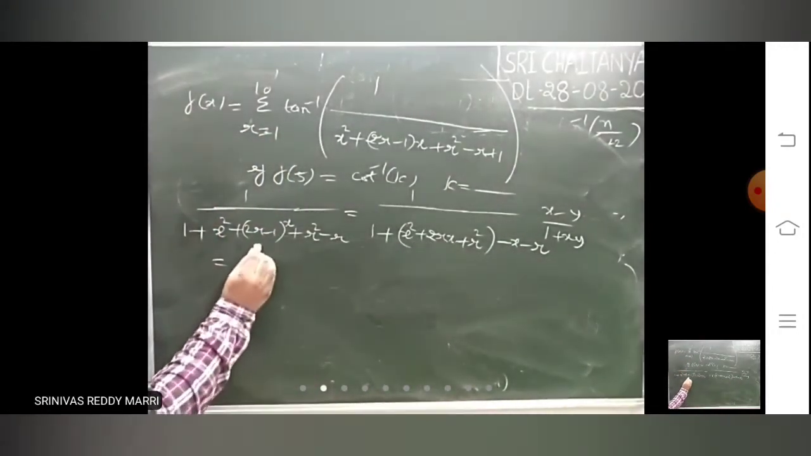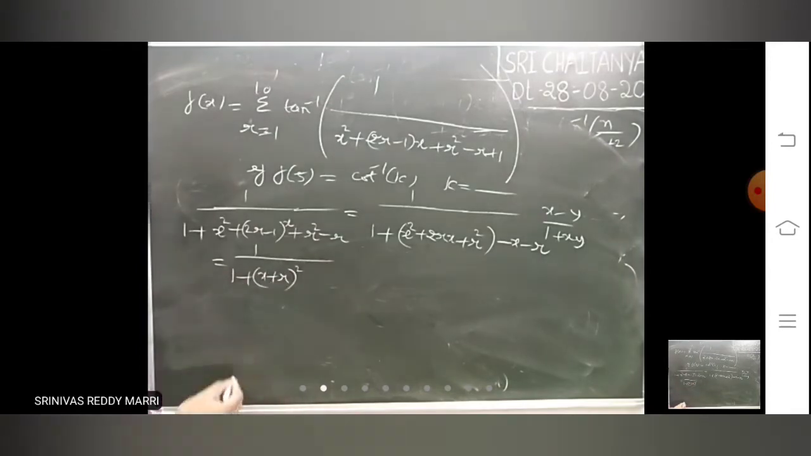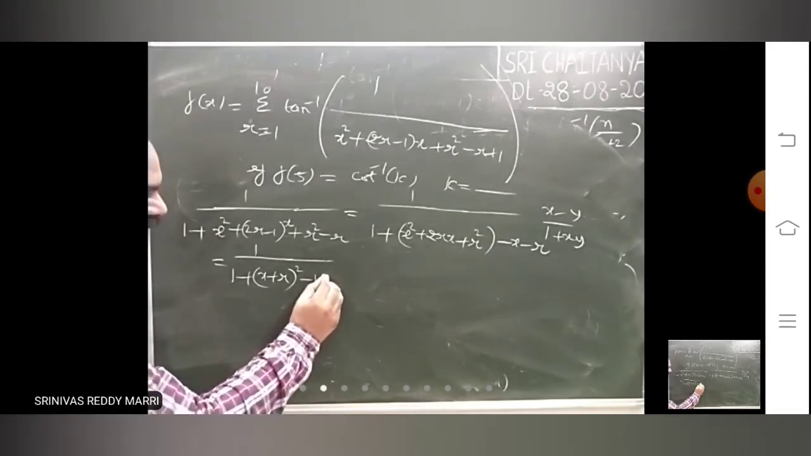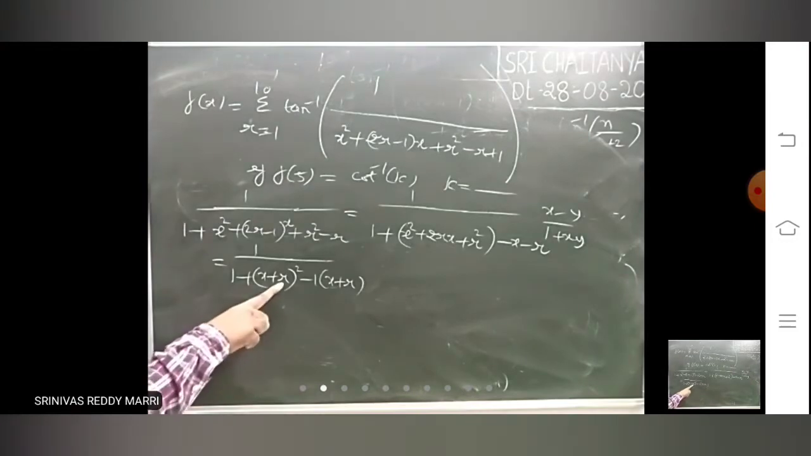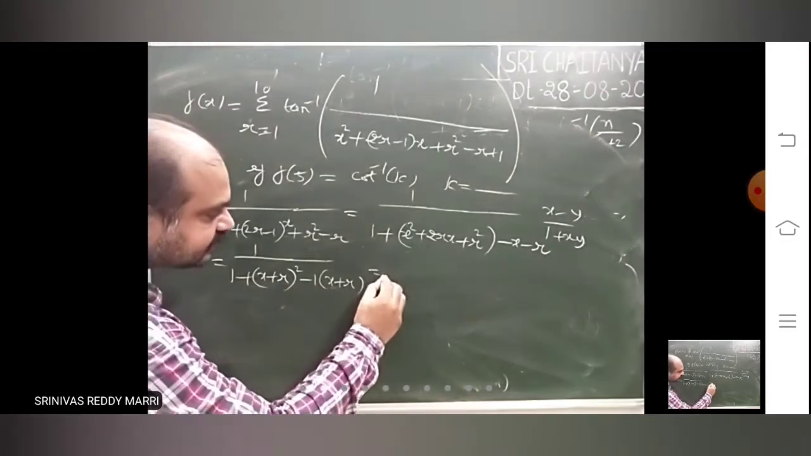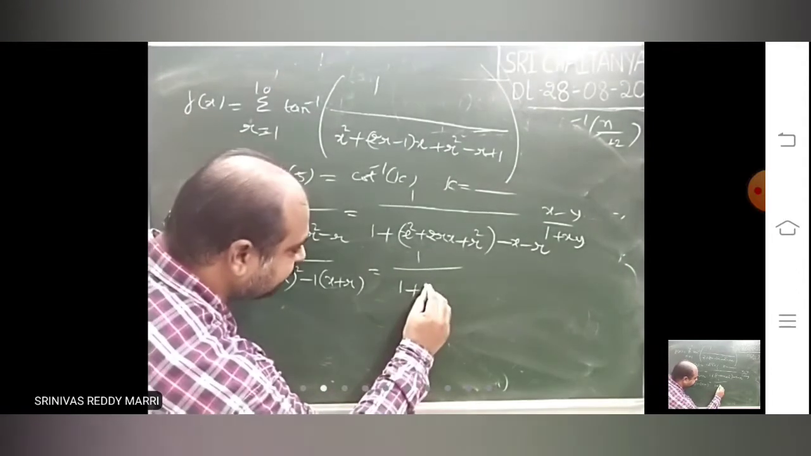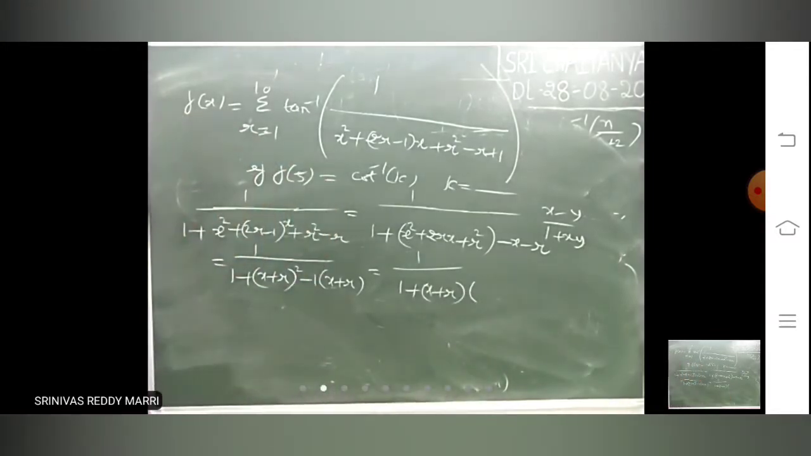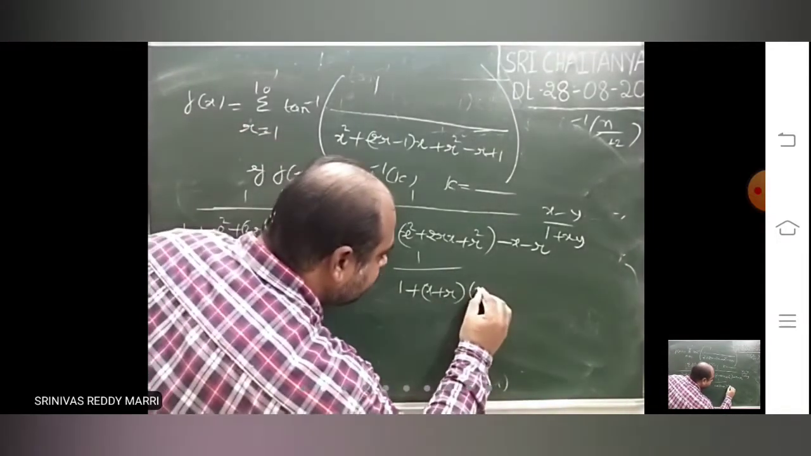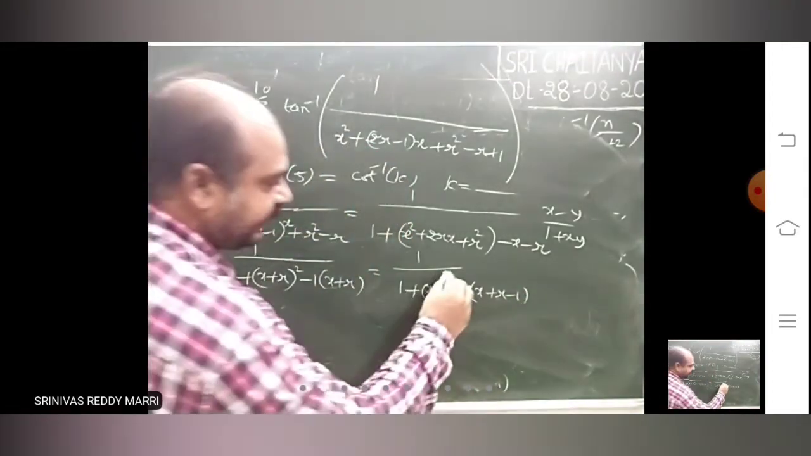So now this is x plus r whole square, minus 1, take common x plus r. Right? Now in these two, take x plus r common. 1 by 1 plus, if you take x plus r common, you will get x plus r minus 1.